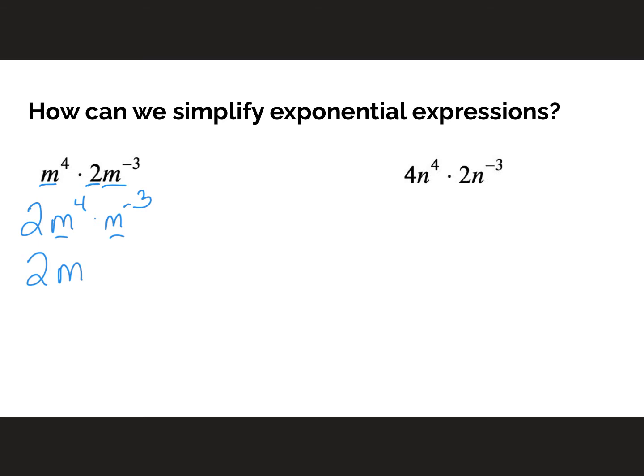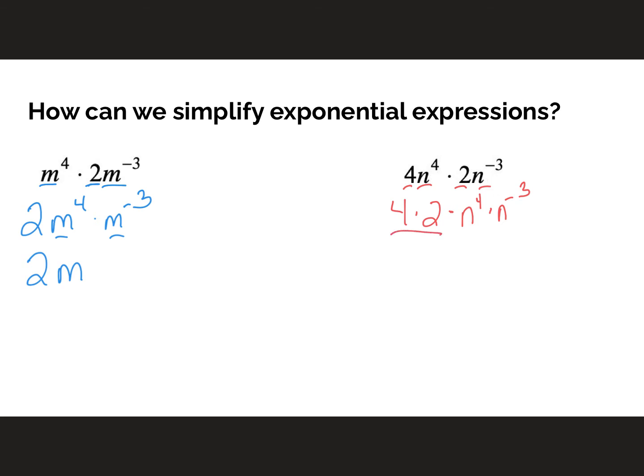Okay. Let's come over here to the second one. Here I have two numbers. I have a 4 and a 2. So I'm just going to write them next to each other. 4 times 2. And here I have n to the 4th times n to the negative 3rd, times n to the 4th times n to the negative 3rd. Remember, the only operation happening here is multiplication, so I can rearrange them any way I want.